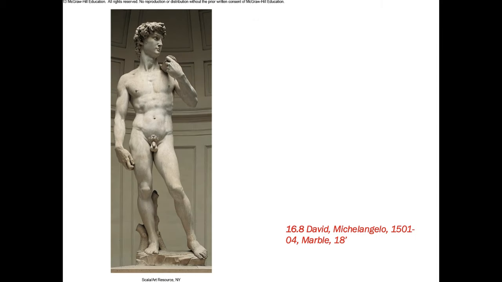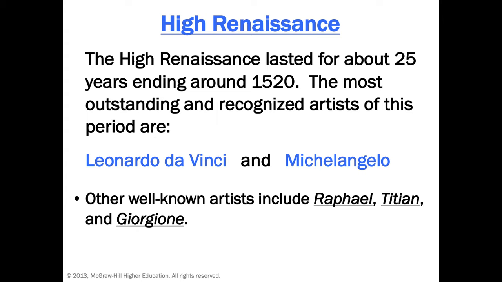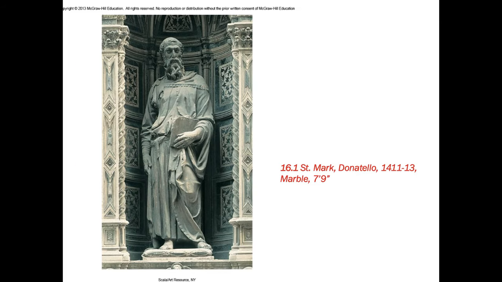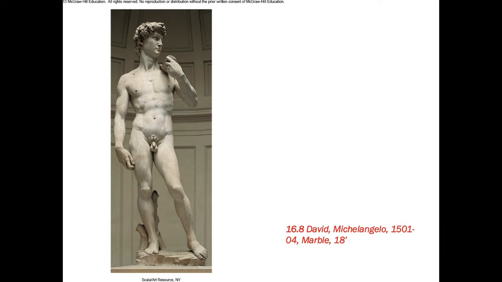So Michelangelo's David here. We can see the influence. I'm going to back up to our friend Donatello. We can see the influence of the musculature. This has got drapery on it, of course, but we can see the influence on the detail and musculature from Donatello. You can also see, if you put this next to a Greek statue, which I don't have that PowerPoint pulled up right now, you can really see a lot of similarities.